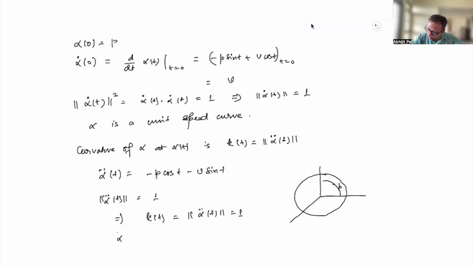Note that this alpha double dot t is equal to minus of this alpha t. So alpha t is a point on this curve. So alpha t is this vector, and alpha double dot t is just the minus of alpha t. So it is opposite of the direction of the vector alpha t.